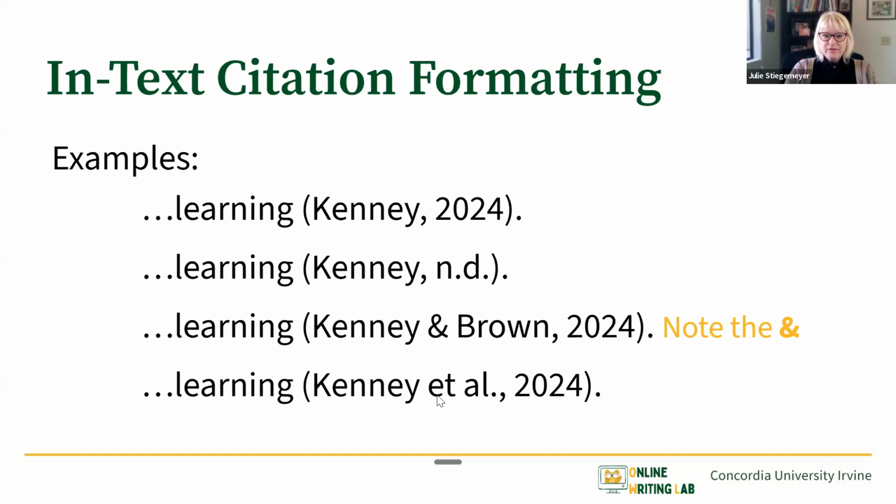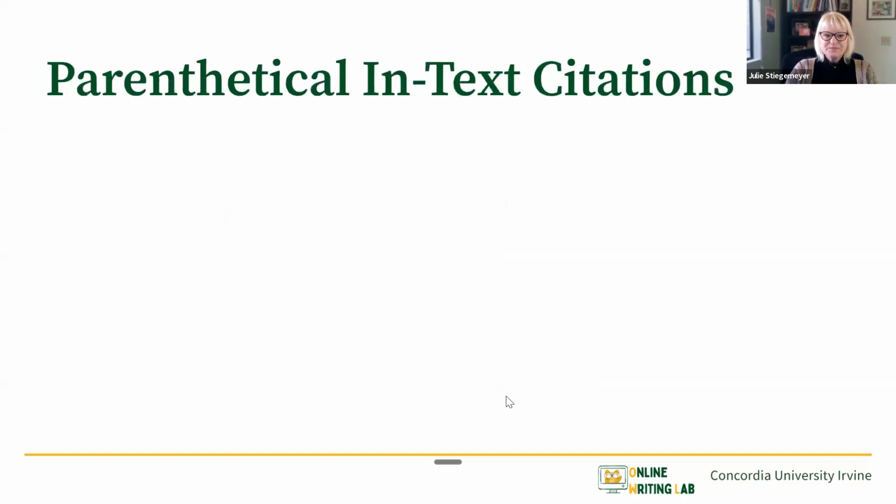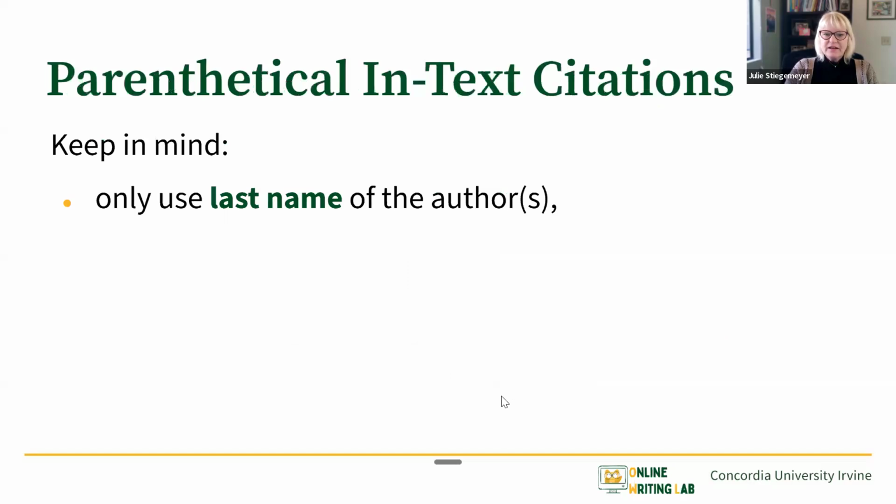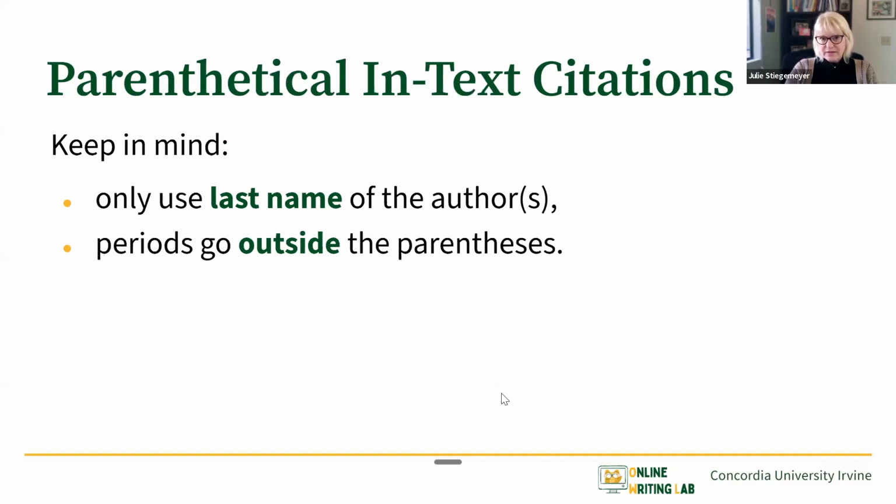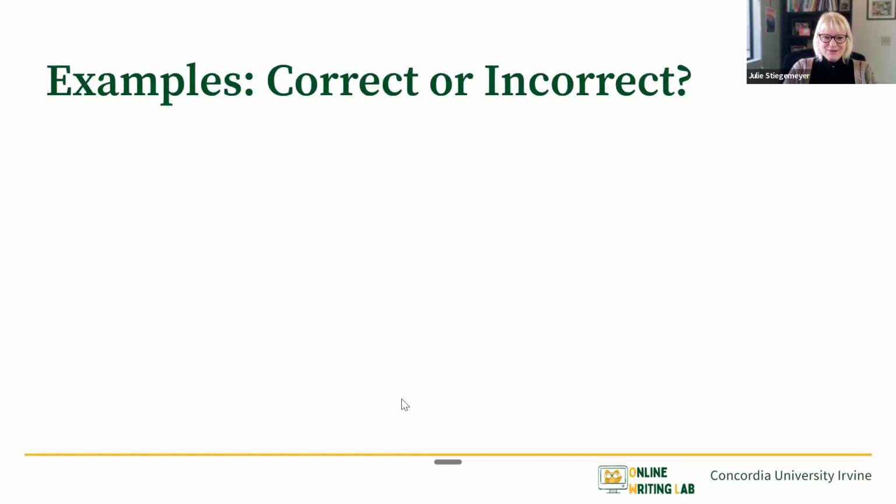And then last, you can have three or more authors. So in that case, you'd put the last name of the first author with et al. Et al means and the others. It's a Latin abbreviation. This is actually short for alia. So that's why we put the period there. So no comma here after Kenny, just et space al period comma space and then the year. Keep in mind that, like I mentioned, we only use the last name of the author or authors, and periods go outside the parentheses. So now it's quiz time.